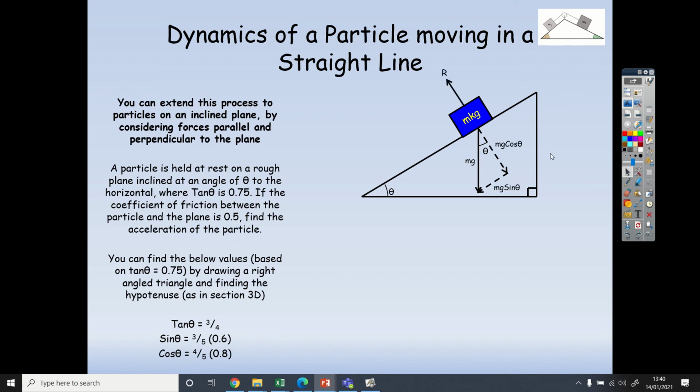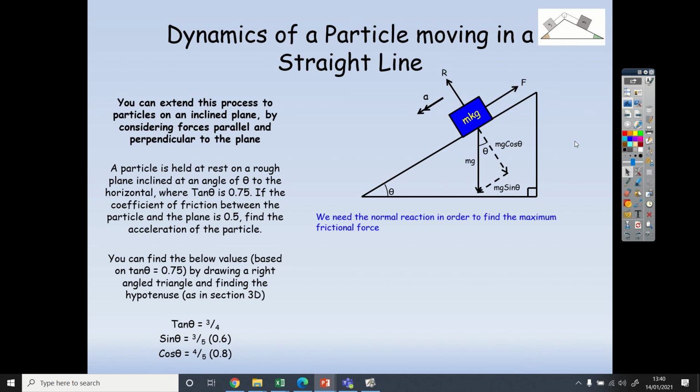Normal reaction force. And then we've got a frictional force up the plane because our box is going to be let go and it's going to slide down, so friction is going to go up. Okay, bit of common sense as to which way things point. Acceleration goes down that way.